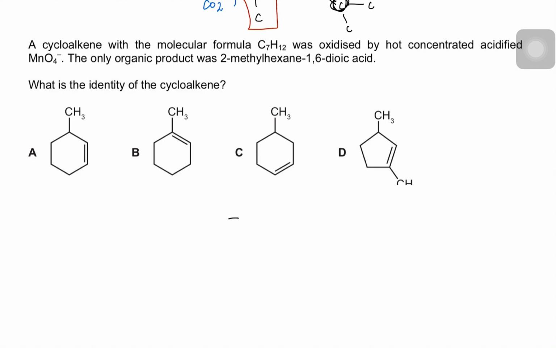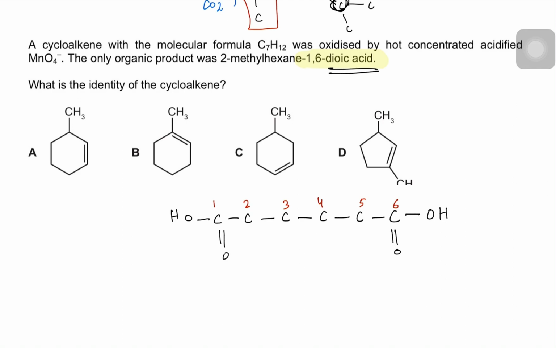So it says 2-methyl, so carbon number 2 has a methyl, and hexane means 6 carbons: 1, 2, 3, 4, 5, 6. Let's number them. Since it's 1,6-hexanedioic acid, carbon 1 has a carboxylic acid and carbon 6 also has a carboxylic acid. That is why it's dioic acid. There's a methyl on carbon number 2, and the rest is hydrogen.